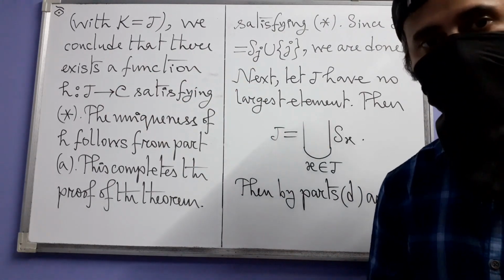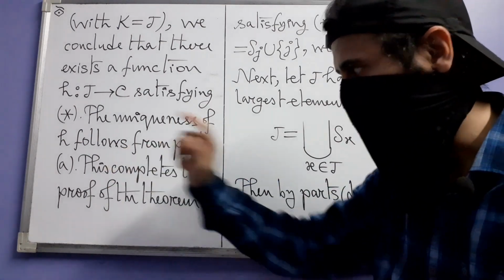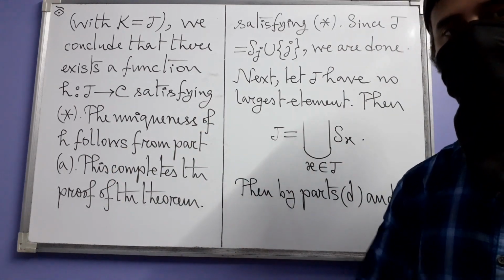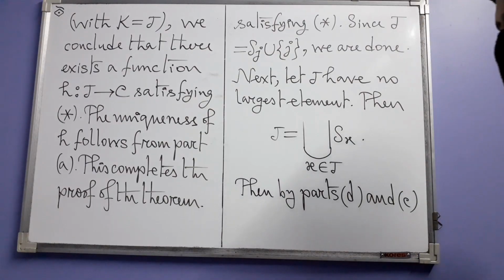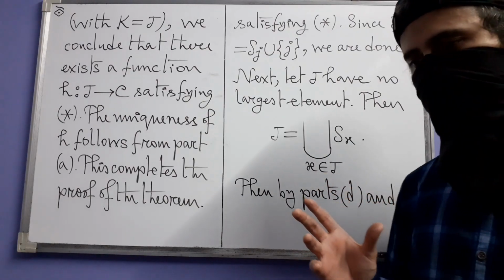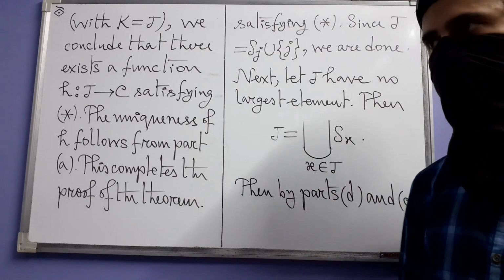But what about its uniqueness? Uniqueness follows from part A, and that completes the proof. So that actually concludes this section entirely.